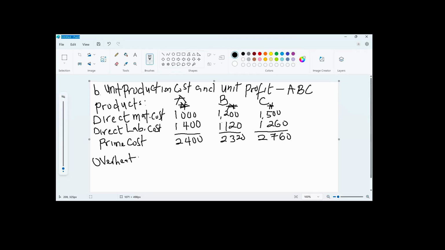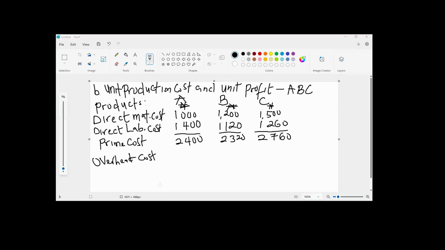Overhead cost now. We now need to base it on activity, no longer labor hours. All right, we leave this. Let's go to page 4 for our workings. I've shared a new whiteboard. If you can't see it, let me know.